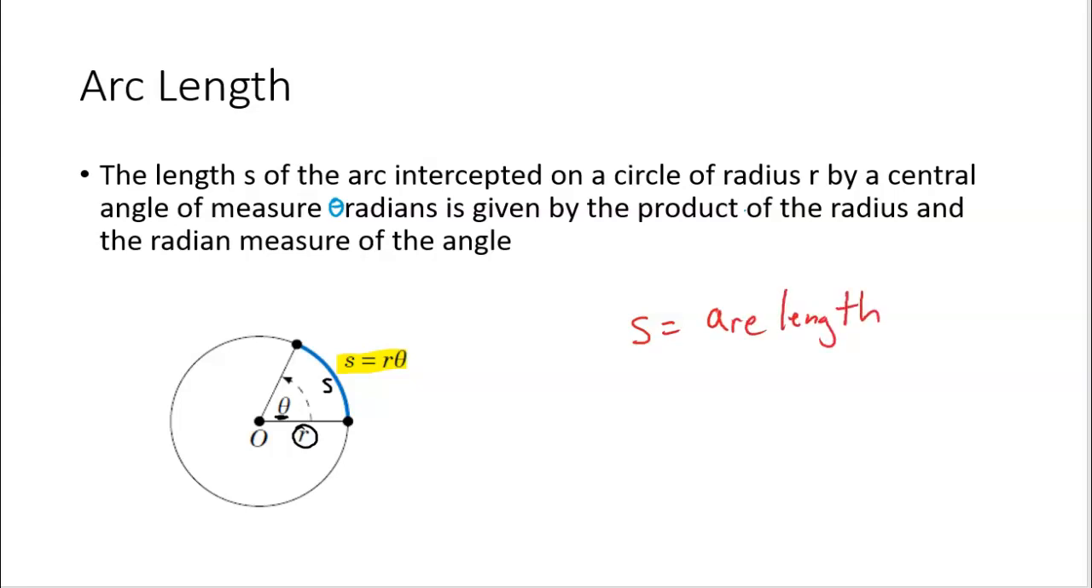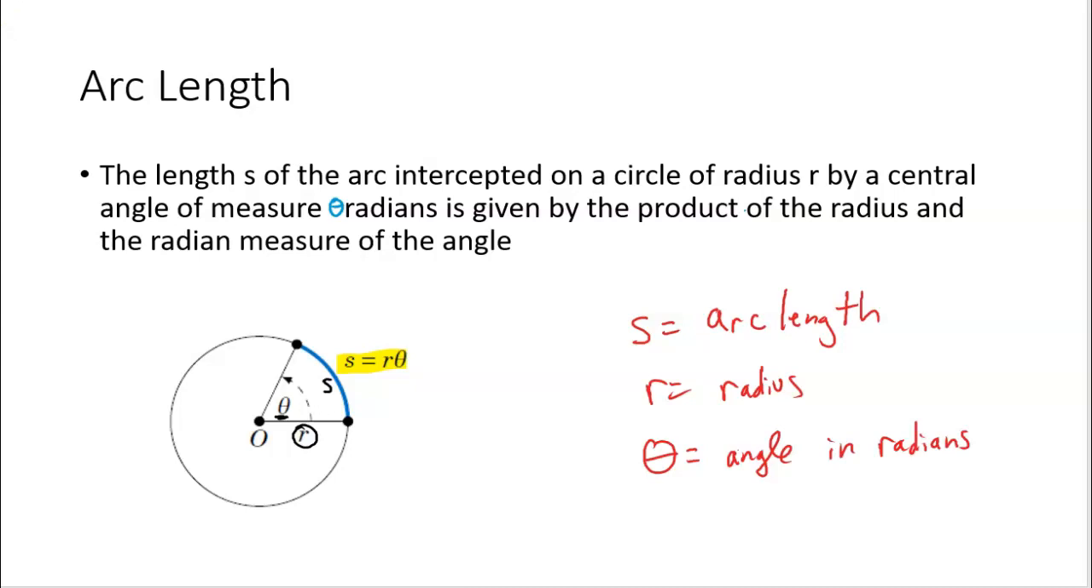There is a reason why we are not using the letter A for arc length, because usually A stands for area. Your R is your radius, and your theta is your angle, and we're always talking about it in terms of radians. In the next couple examples, you are going to need your calculator. If you do not have a calculator, please pause the video and get one.